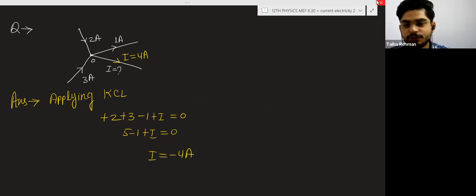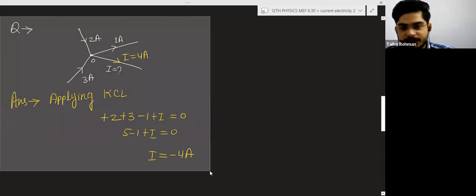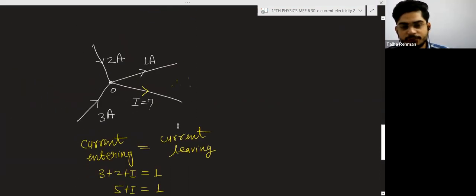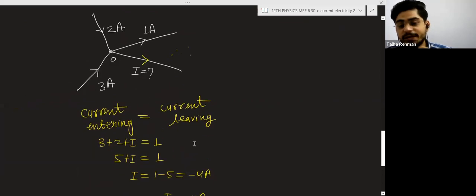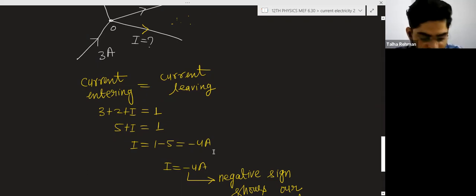So I will recommend you, I think this method will look a little bit complicated, and here you will get confused. Why? Because if you are getting a positive sign for I, then it is okay, your assumed current direction will be the same. But if you are getting a negative sign, then you have to change the direction of the current. But what about the magnitude? The magnitude part will remain the same.